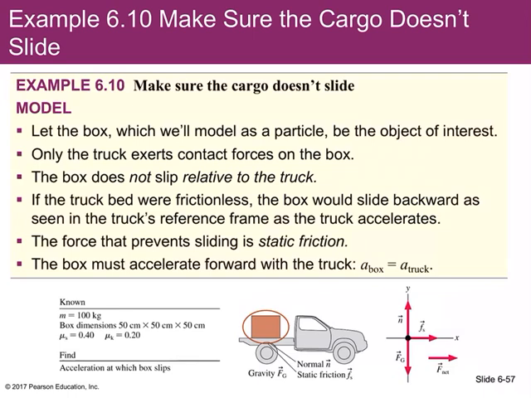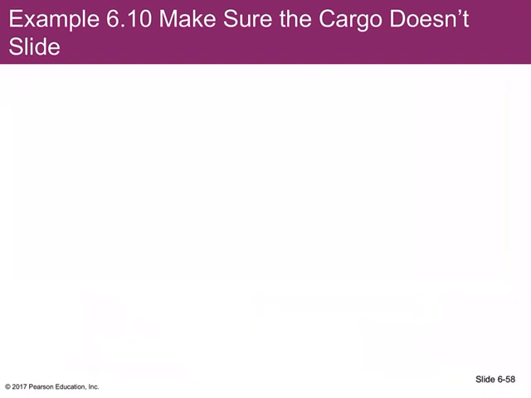Notice that the static friction is going towards the right, because if the truck accelerates, then the box is going to slide off to the left. So we're going to write down some stuff that we need here.